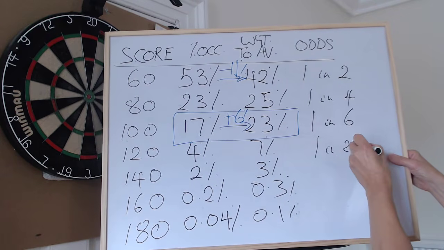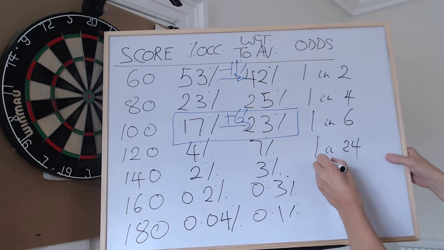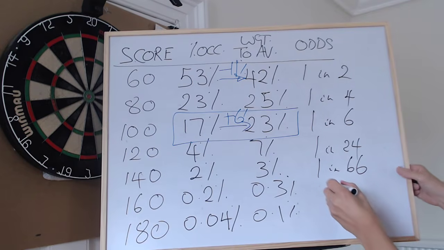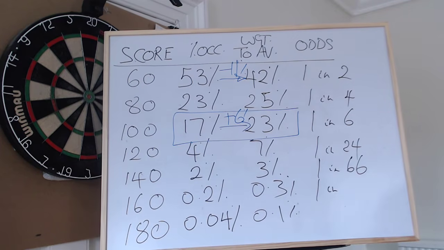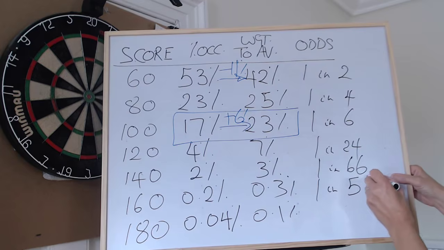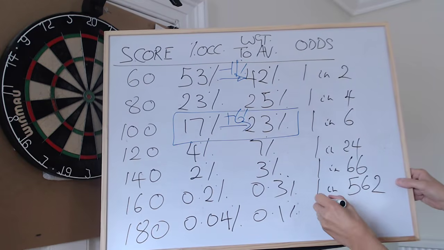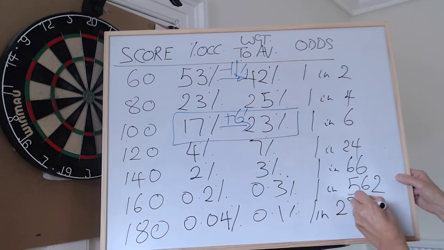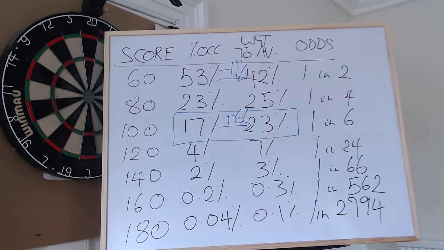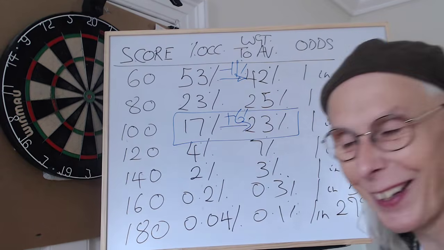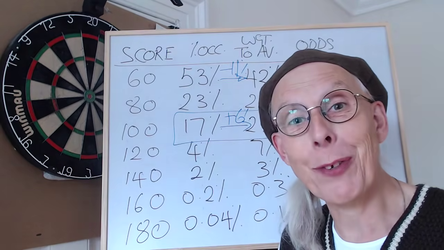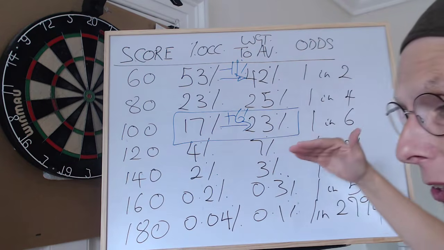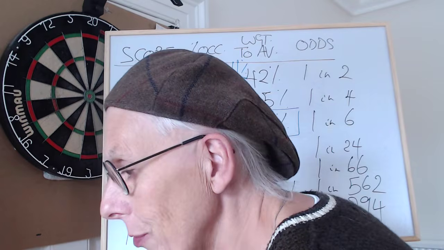So 1 in 24 times he gets a 120. 1 in 66 times he gets a 140. 1 in 562 visits he gets a 160. And then finally 1 in 2,794 visits he gets a 180. Okay. You have to let Tony play for a while for him to get a 180, but he will get one. Okay. But again, you see this kind of cliff here. I think this is really interesting.